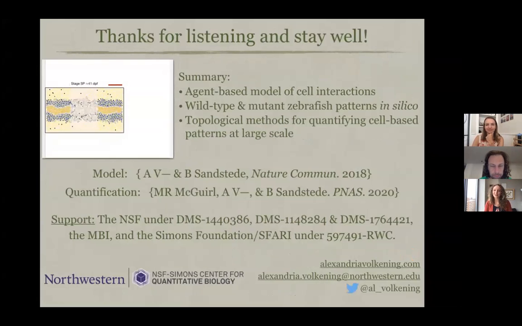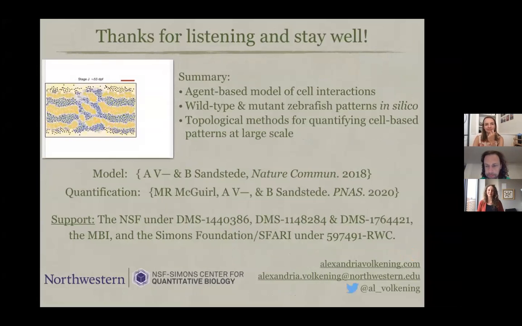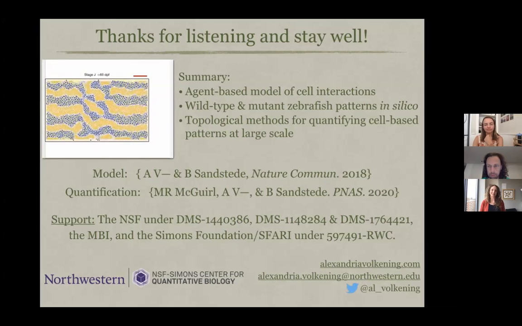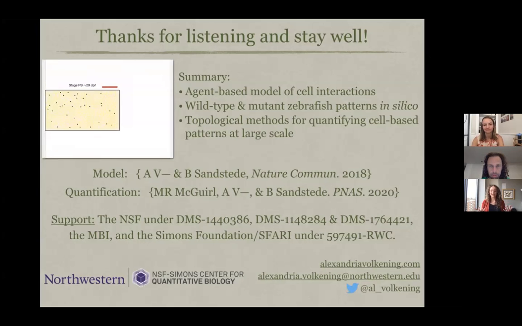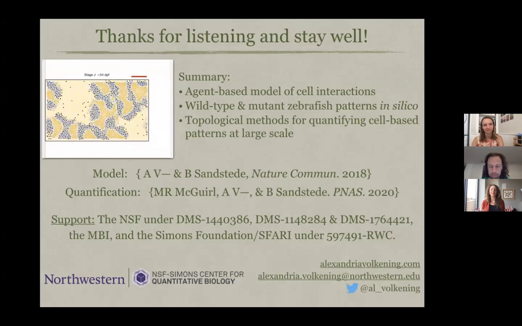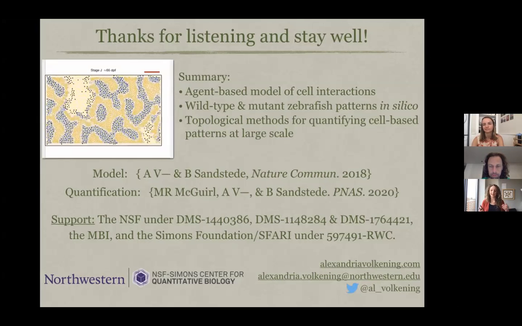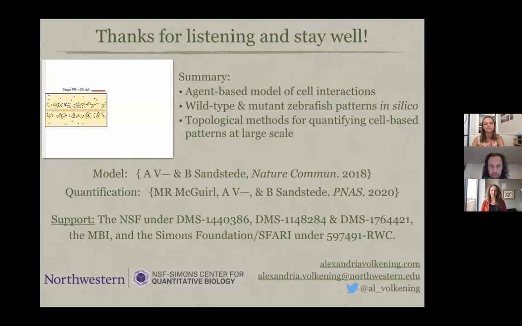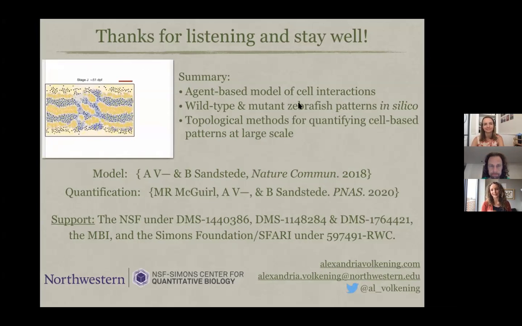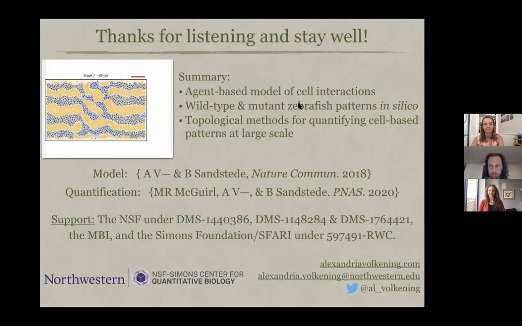In conclusion, what I've been working on is agent-based models of pattern formation on zebrafish and its evolutionary relatives. And what we've particularly been focused on in this talk is asking questions about measuring pattern variability and comparing in vivo data to in silico data for zebrafish. So I've put the references here, and I want to acknowledge my collaborators again, Melissa McGurl and Bjorn Samsted.